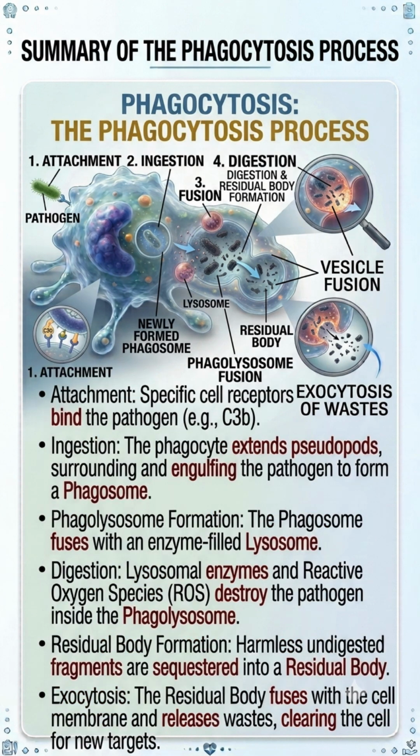To summarize, in the phagocytosis process, attachment occurs when specific cell receptors bind the pathogen, for example, C3b. Ingestion. The phagocyte extends pseudopods, surrounding and engulfing the pathogen to form a phagosome. Phagolysosome formation. The phagosome fuses with an enzyme-filled lysosome. Digestion. Lysosomal enzymes and reactive oxygen species, or ROS, destroy the pathogen inside the phagolysosome. Residual body formation. Harmless undigested fragments are sequestered into a residual body. Exocytosis. The residual body fuses with the cell membrane and releases wastes, clearing the cell for new targets.